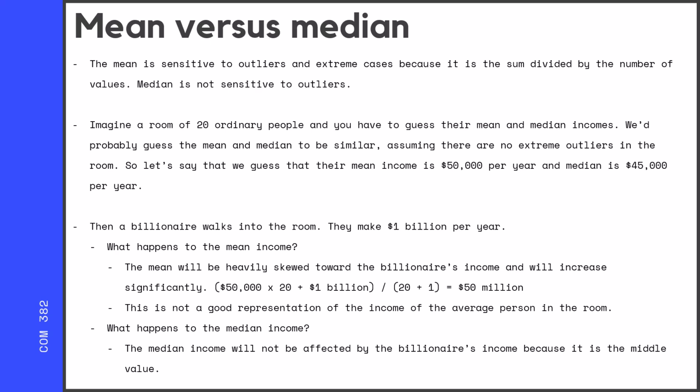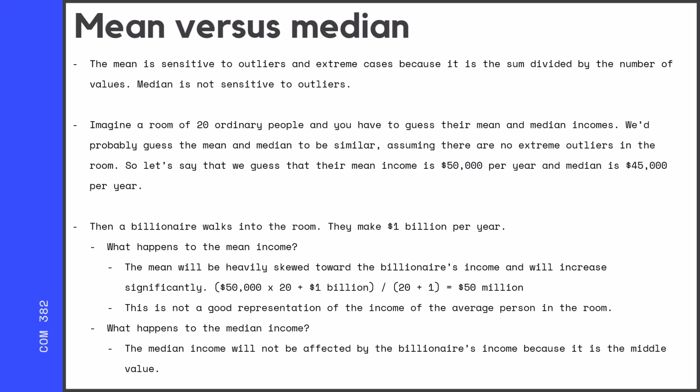So let's imagine that there's a room of 20 ordinary people, and you walk into this party or this room, and you have to guess their mean and median income. In general, barring something strange going on, we'd probably guess the mean and median to be pretty similar because we're assuming there's no extreme outliers in the room. So let's say that we guess the mean income is $50,000 per year and the median is $45,000 per year.